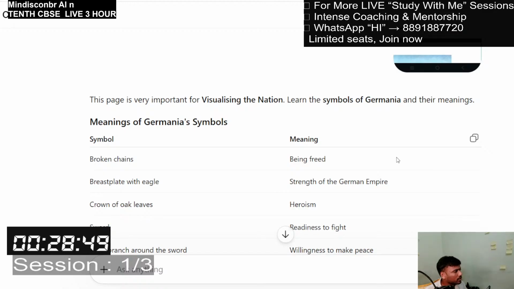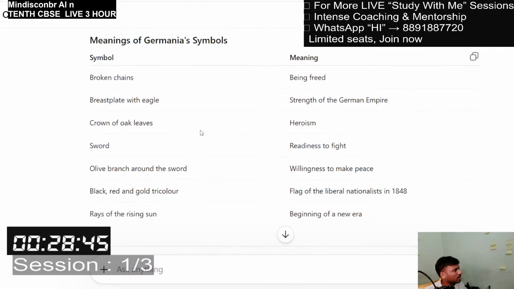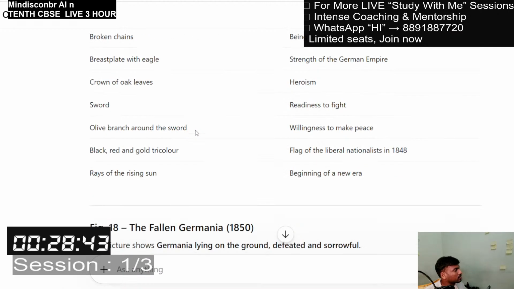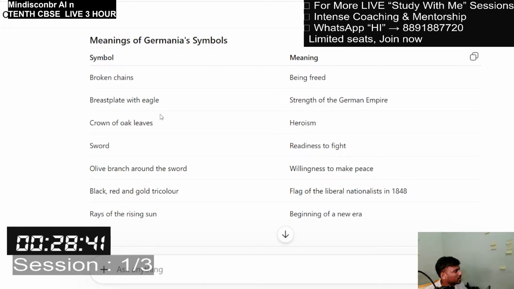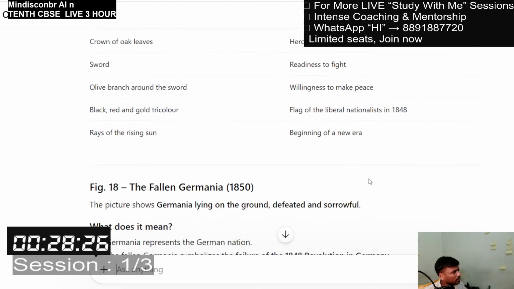This is not actually a Germania symbol, it is widely given some of the symbols like broken chains. Broken chains means being freed. Breastplate with the eagle means strength of the German Empire. Crown of oak leaves means heroism. Sword, readiness to fight. Olive branch around the sword, willingness to make peace. Black, red, and gold tricolor, flag of the liberal nationalists in 1848. Rays of the rising sun, beginning of a new era.